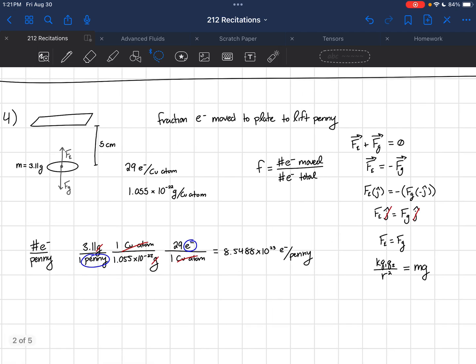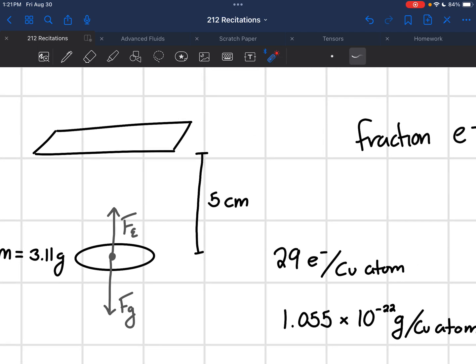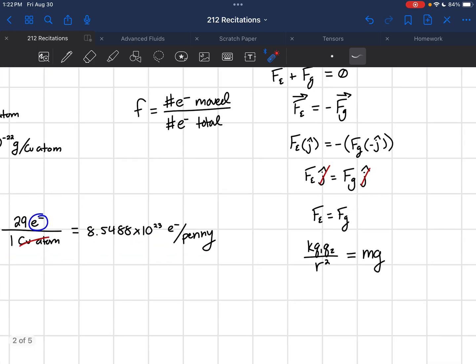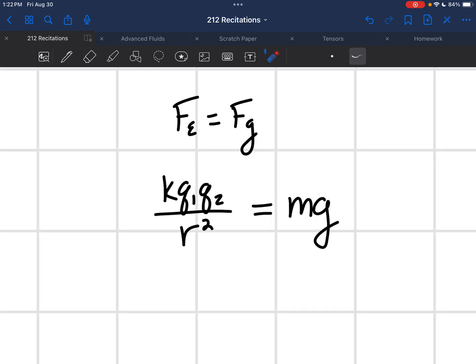So, how big are those charges? Well, every time I take one electron off of the penny and put it onto the plate, the charge on the plate will get more negative by the amount of the charge of one electron. And the penny will get more positive by the charge of one electron. So however many electrons this one loses, this will gain, which means that they will have the same charge just with opposite signs.